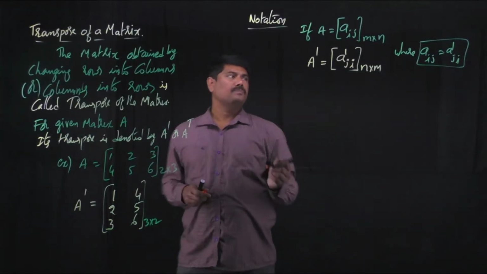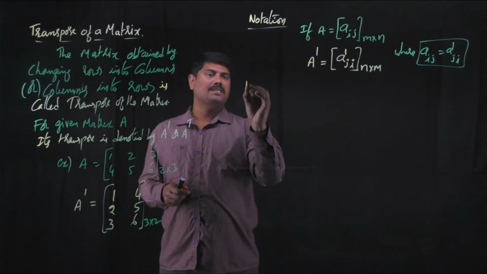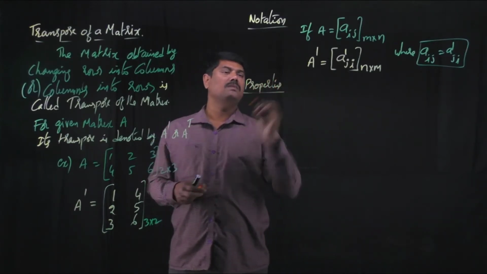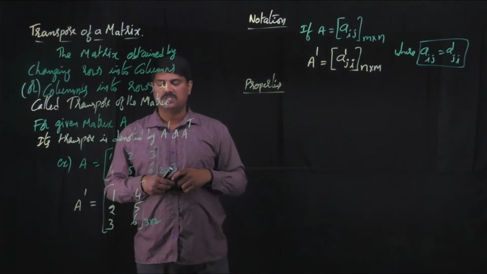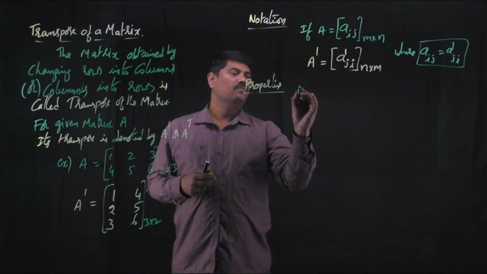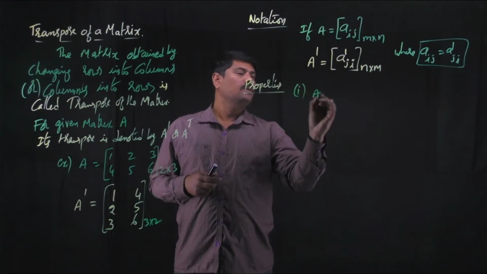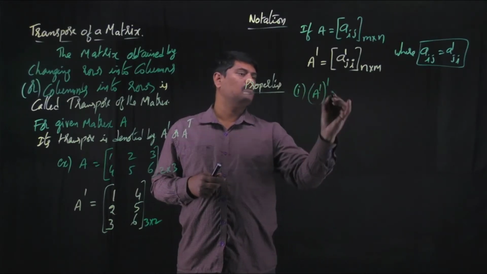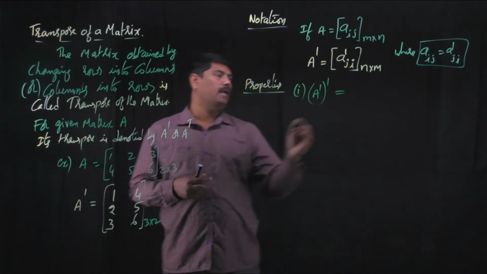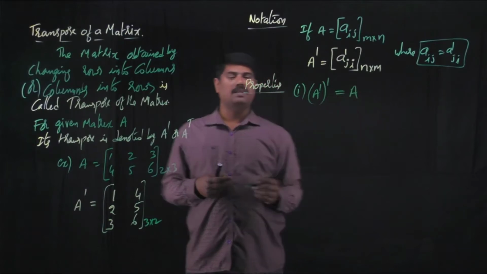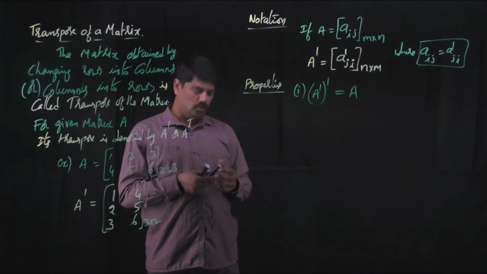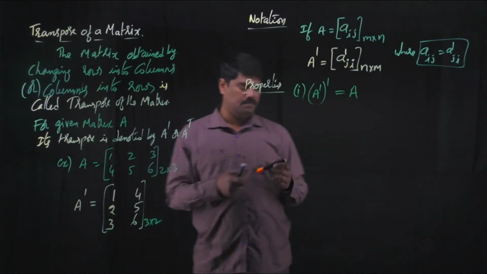Now, what are the properties related to the transpose of the matrix? We have a few here. First one: A transpose whole transpose. For a given matrix, transposing successively 2 times, you will again obtain the same matrix. That is the first property.